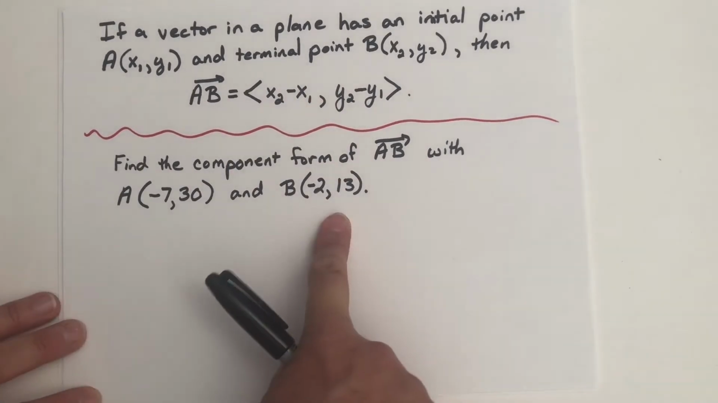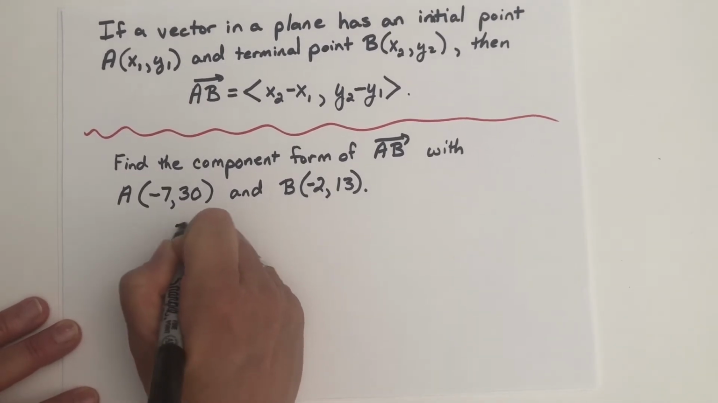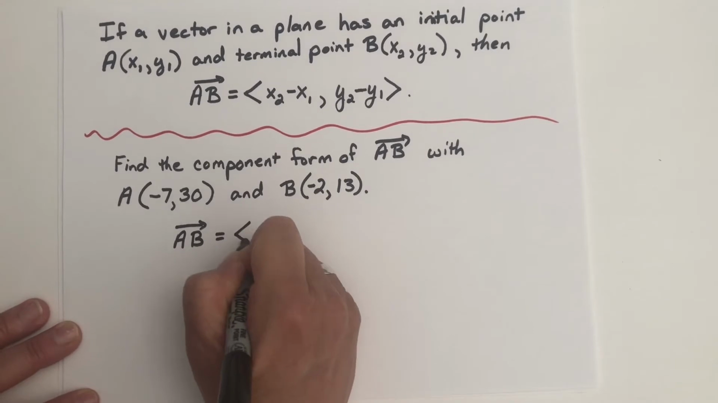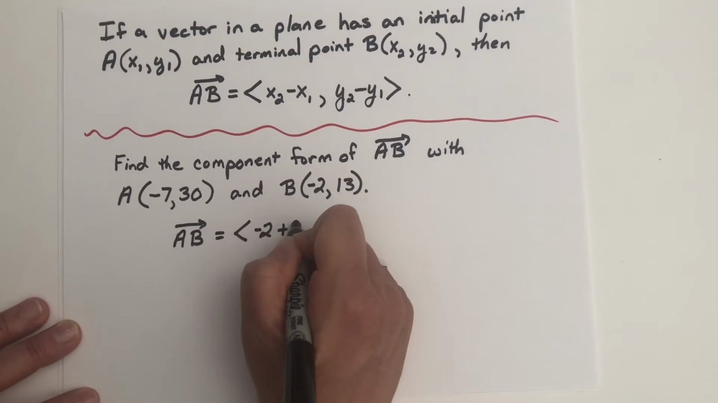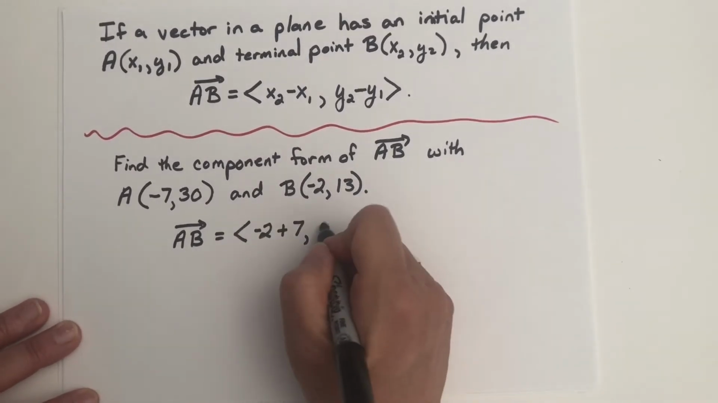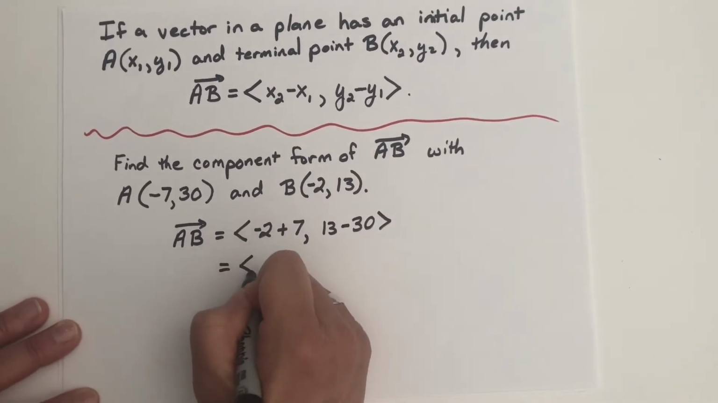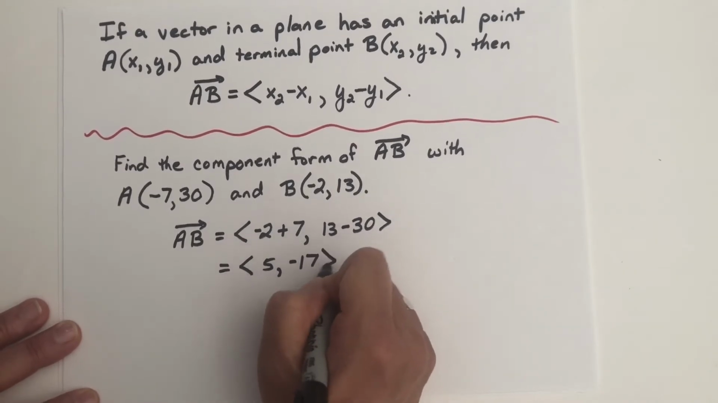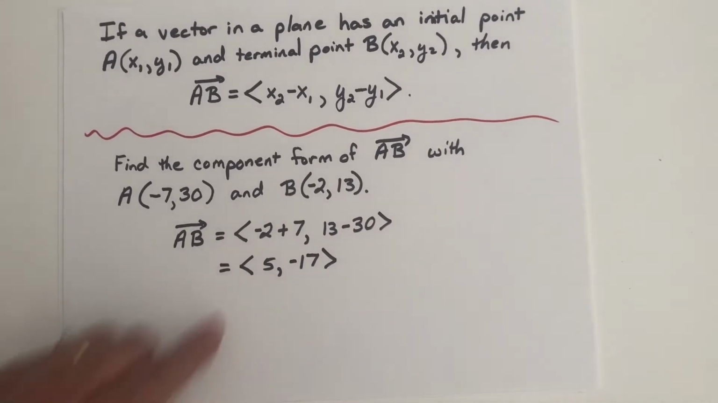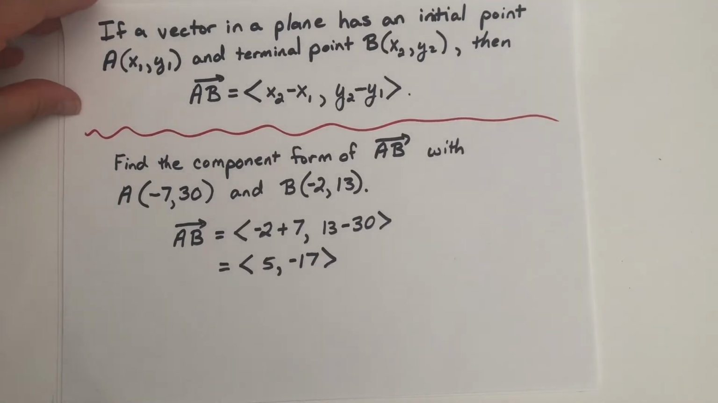So let's just do it with this one. We don't have a picture to look at. So let's find the component form. We know this is our terminal point, so it's -2 minus -7, comma, 13 minus 30. And when we do the arithmetic there, we have 5, what is that, -17. So we now know this is component form for that particular vector. Let's go on.